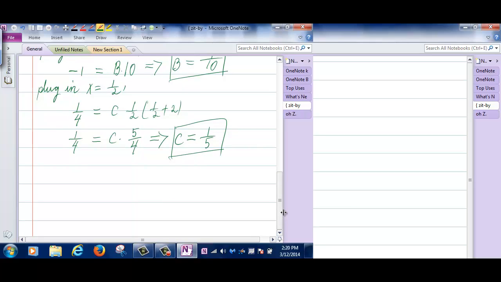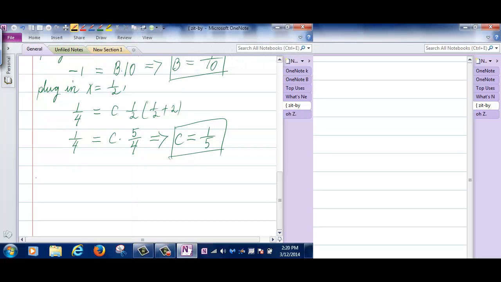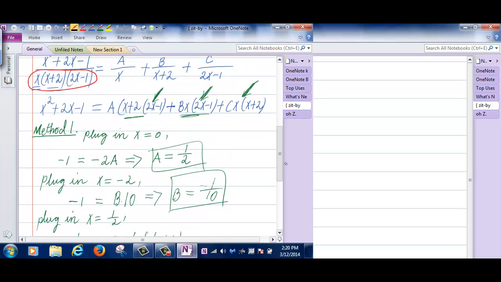Okay, now I want to show you the second method, and let me use a different color for that. So method 2. Remember this equation right here. We obtained it by multiplying both sides by the denominator on the left, right? I am going to go back to that equation.